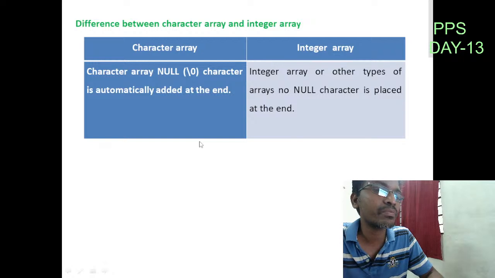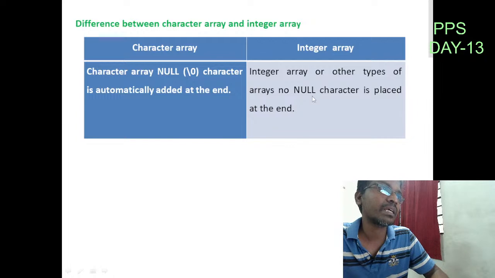And next is the difference between a character array and an integer array. In an integer array, the elements cannot be stored with a null character at the end. We can store only numbers, but at the end of the digits, it does not end with a null character.